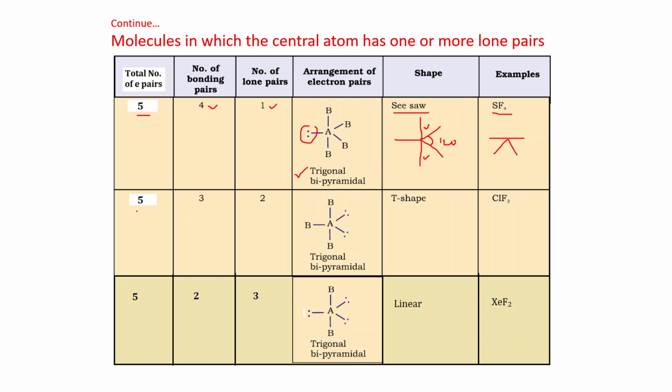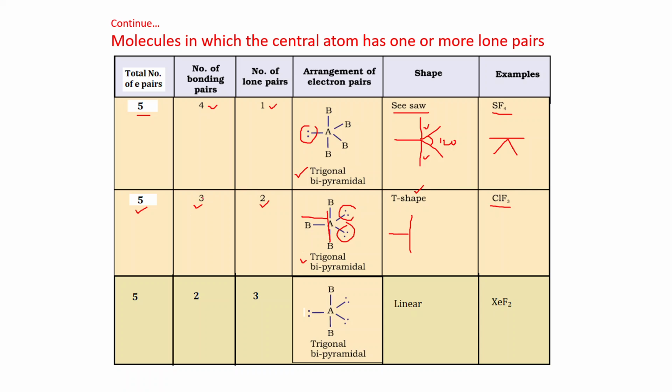The total number of electron pairs is 5, 3 are bond pairs, 2 are lone pairs. Then these 5 electron pairs arrange in a trigonal bipyramidal manner, and these 2 lone pairs of electrons occupy equatorial positions to minimize the repulsion, and that's why its shape becomes T, like this. This is the T shape. Example is ClF3.